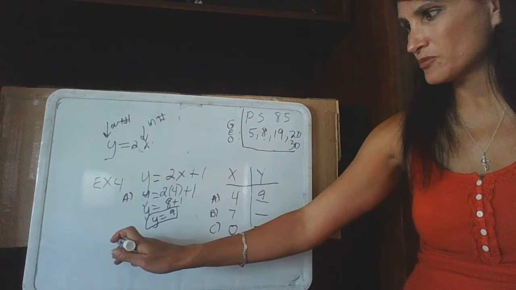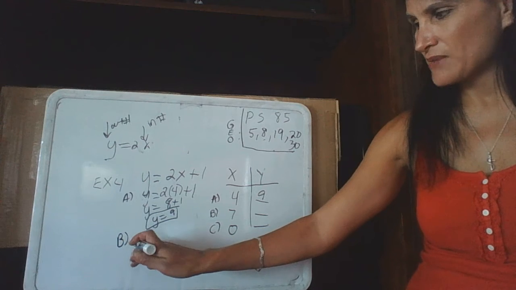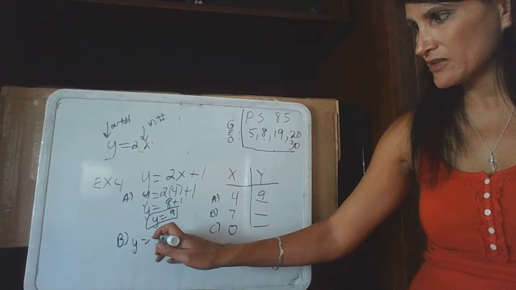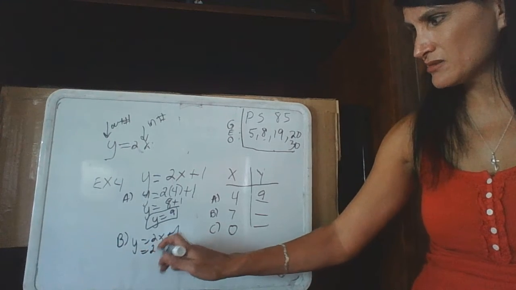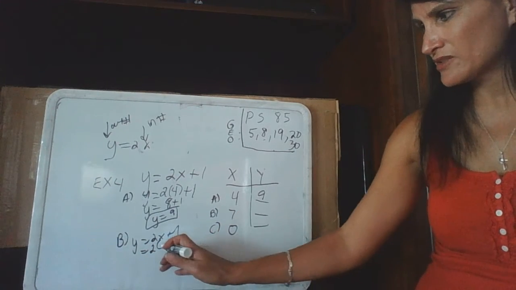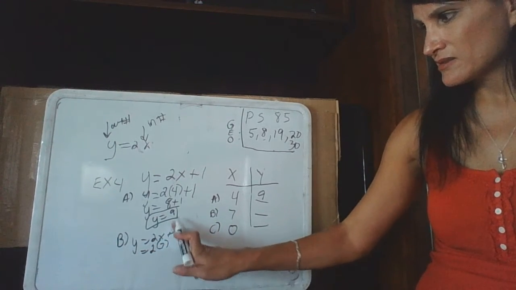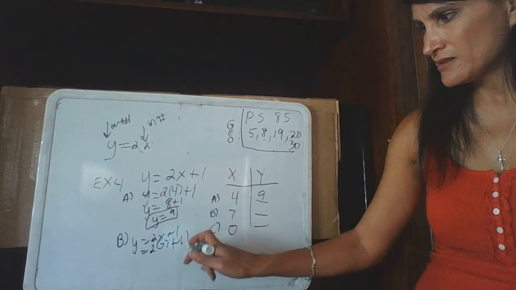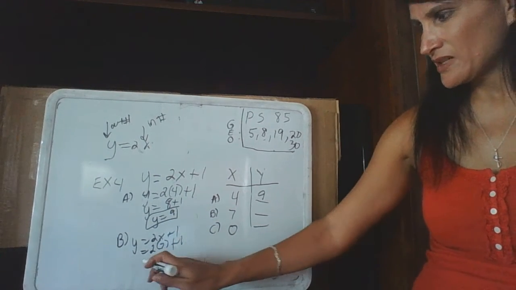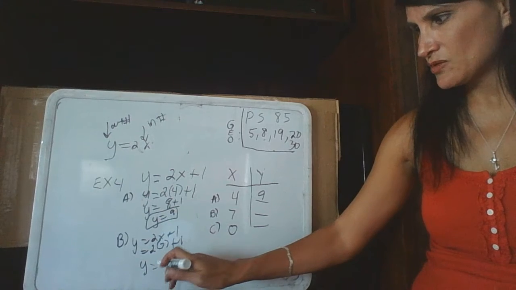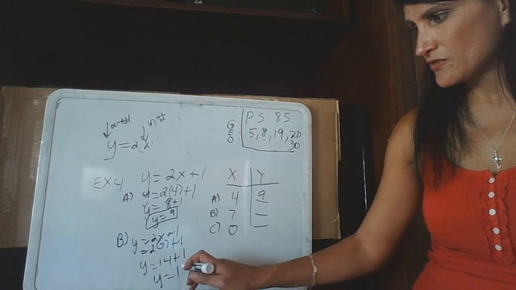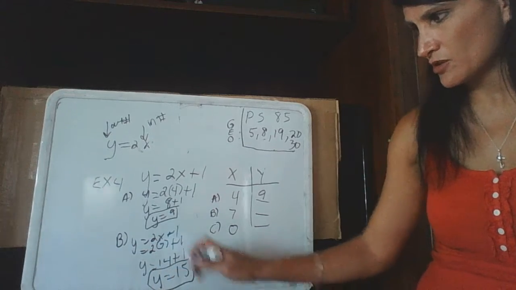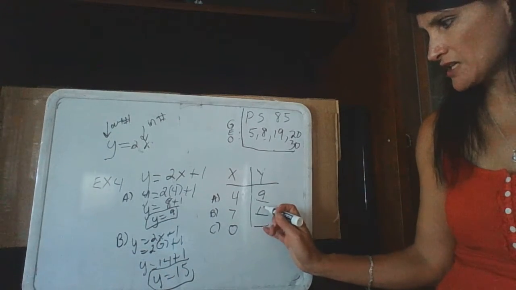And then for B, do the same thing. Write the equation again, y equals 2x plus 1. Substitute it, 2 this time times 7 plus 1. Okay, so y equals 14 plus 1, y equals 15. There's your answer for B, so 15.